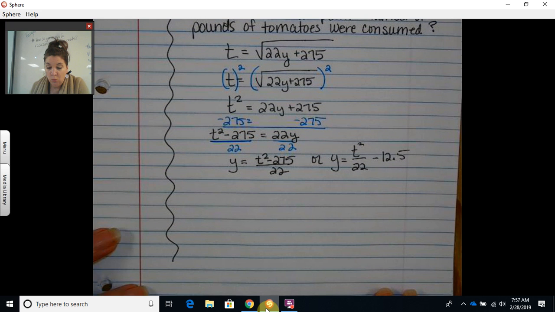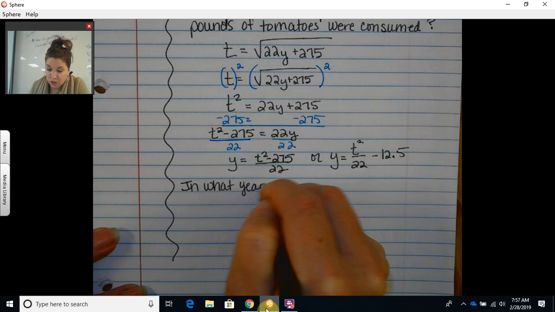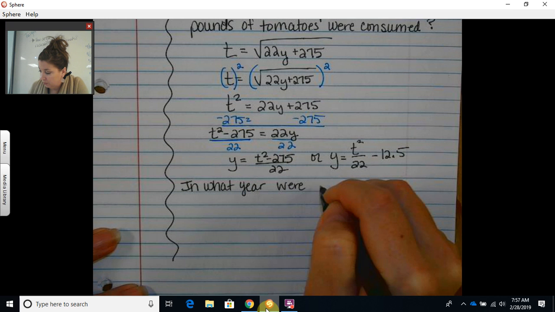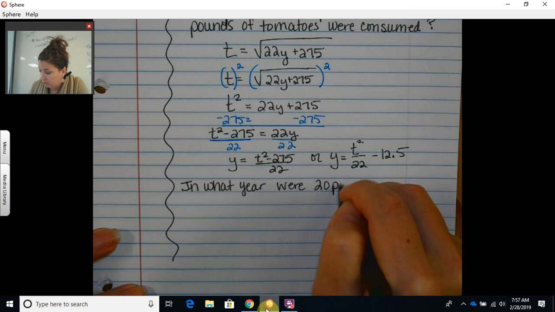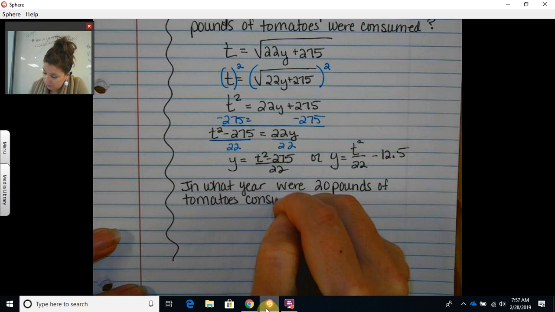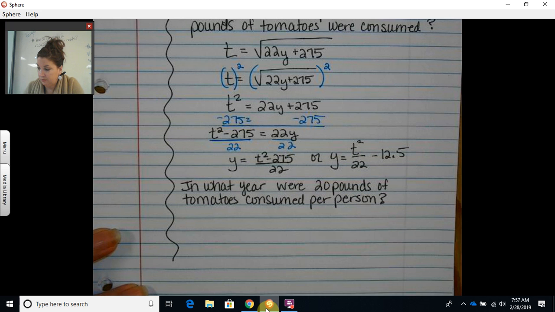Okay. In what year were 20 pounds of tomatoes consumed per person? What do you think we're going to do?